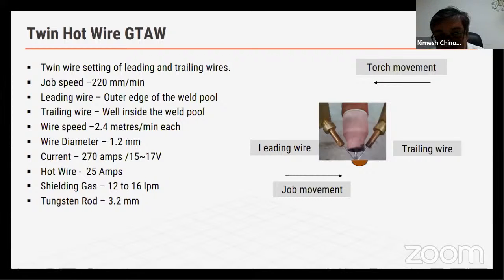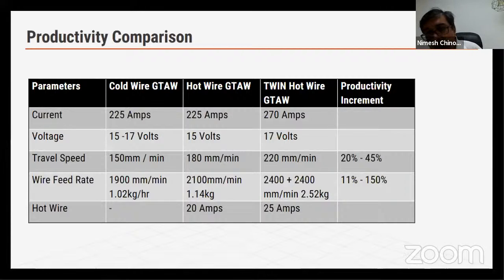Wire feed rates are 2.4 meters per minute each. Wire diameter 1.2. Current is about 270 amps, 15 to 17 volts. Hot wire at about 25 amps each. Shielding gas was 12 to 16 LPM and tungsten of 3.2 mm was used. This gave us an output of about 2.52 kgs deposit per hour. The same with a single hot wire could be achieved at about 1.14 kgs per hour, and with only cold wire, we could achieve 1.2 kgs per hour.